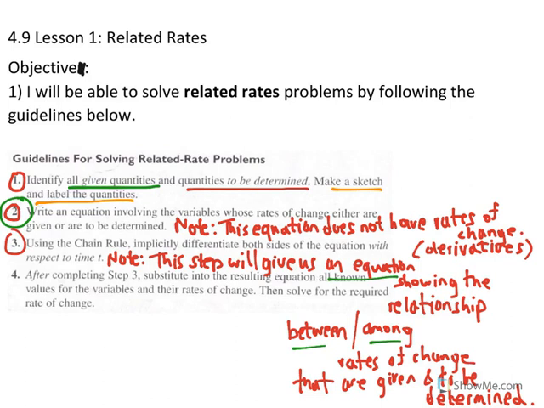And after you do step 3, you do step 4. And the key word here is after. So you have to do step 3 before you do step 4. After completing step 3, substitute into the resulting equation, we're talking about the equation from step 3, all known values for the variables and their rates of change, then solve for the required rate of change. So we're going to see an example in which we implement these guidelines to solve a related rates problem.